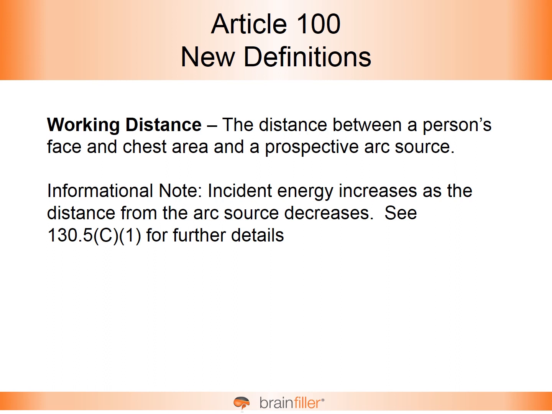There's an informational note that states that the incident energy increases as the distance from the arc source decreases. So that means the closer that a person gets to the arc flash, the energy is going to increase, and it actually increases pretty dramatically. It's exponential. And the opposite is also true. If you can increase the distance between the worker and an arc flash, the incident energy will decrease.